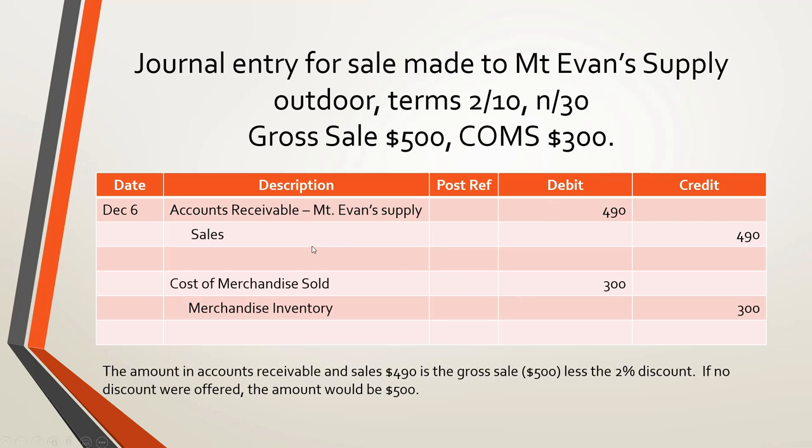The second half of this transaction doesn't change. Our cost of merchandise sold, regardless of whether we offer a discount or not, is still the same. We paid $300 to buy this merchandise that we're selling now for $490.